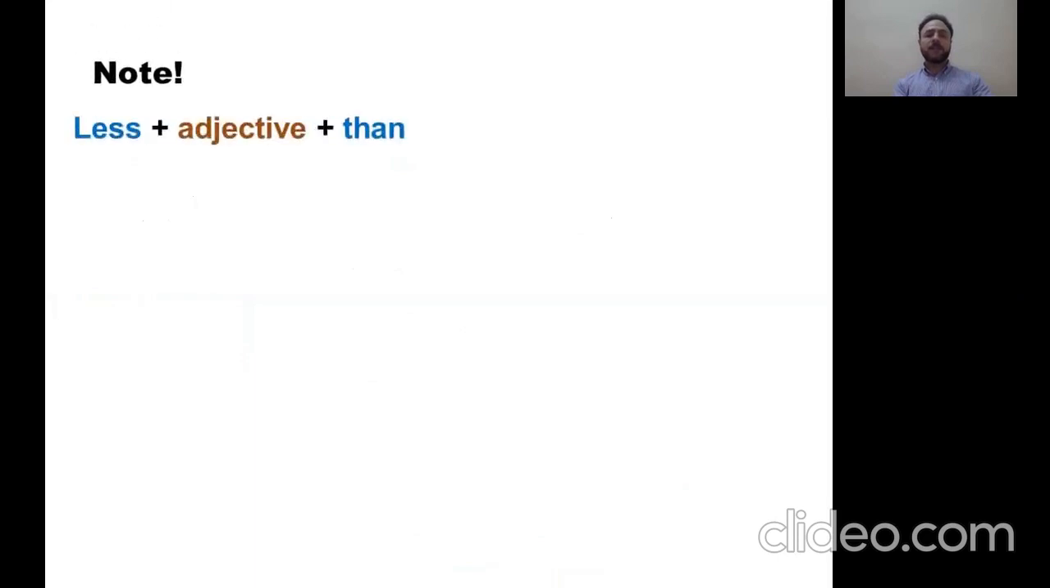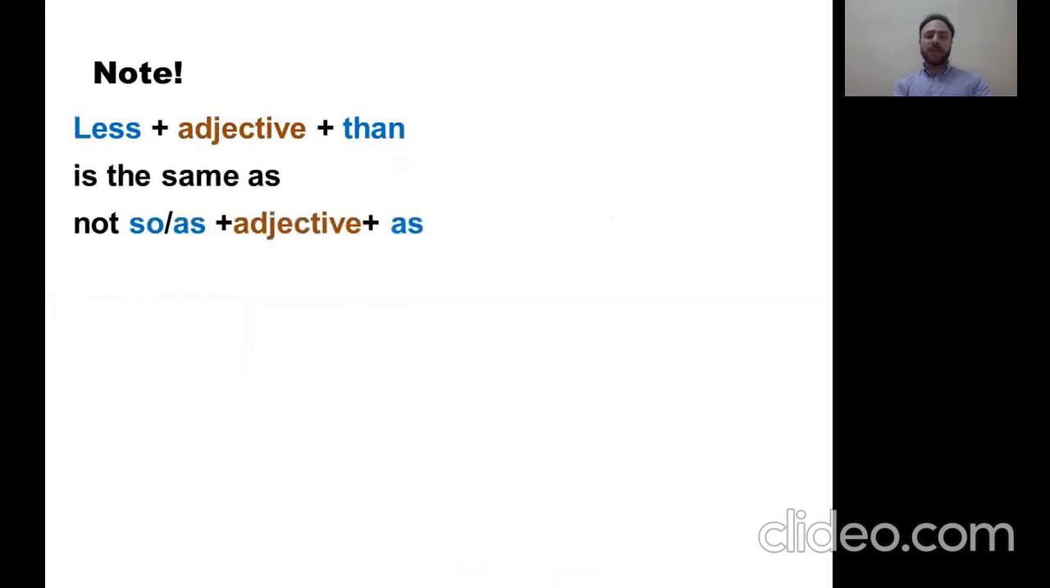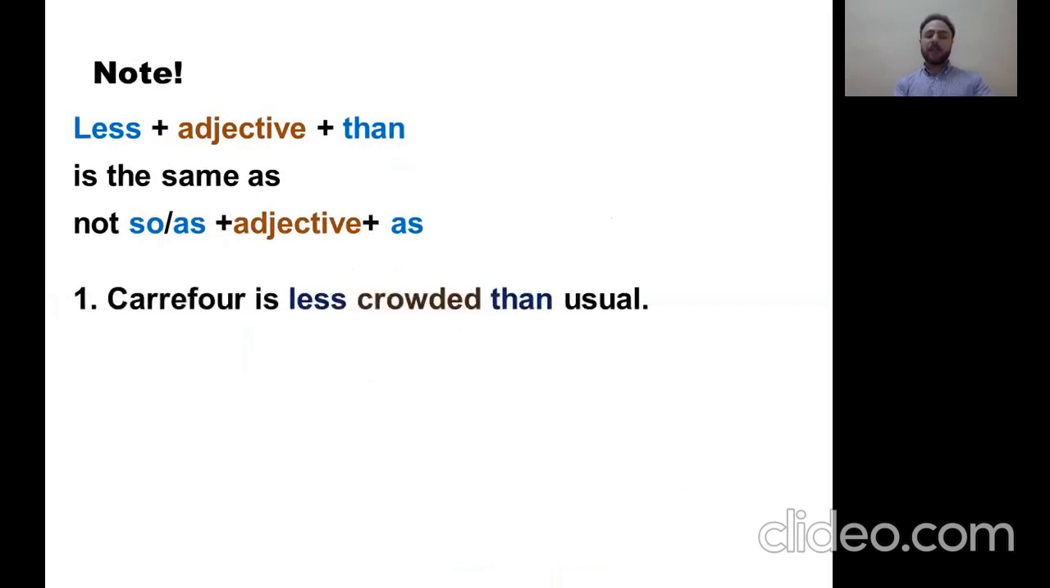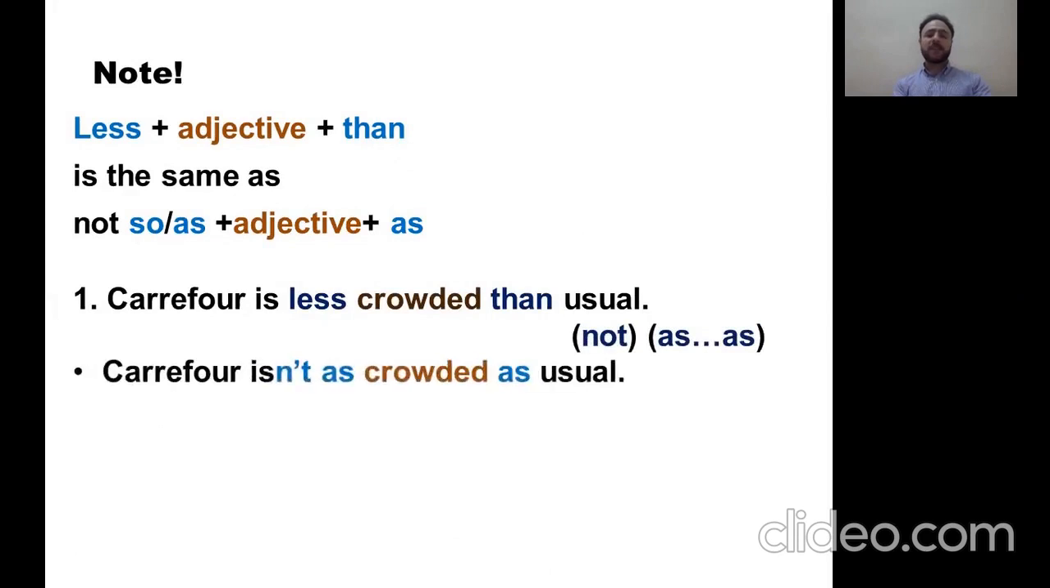Note, less plus adjective plus than is the same as not so or not as plus adjective plus as. Look at this example. Carrefour is less crowded than usual. Use not or as. Yes? So the answer is Carrefour isn't as crowded as usual. Also, we can say Carrefour isn't so crowded as usual.